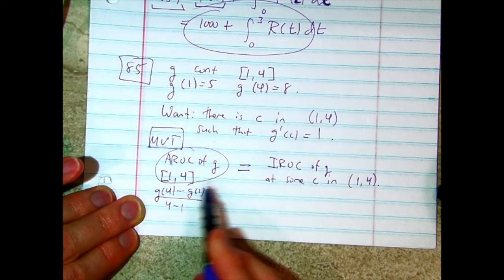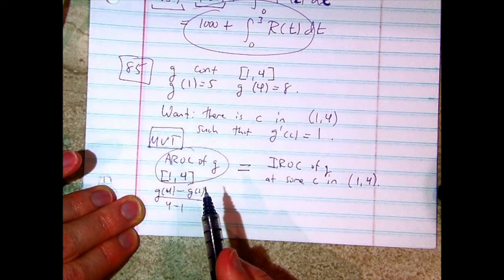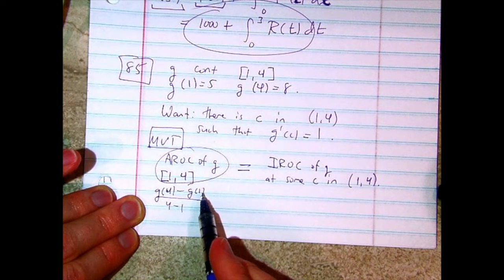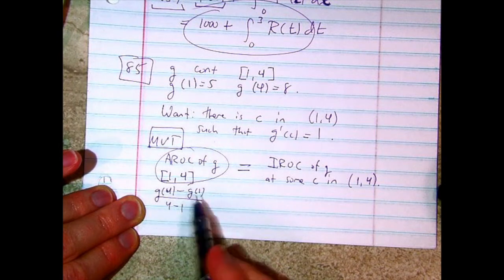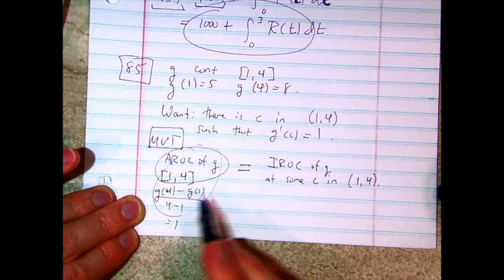They tell us what g of 4 and g of 1 are, right? This is 8. This is 5. So it's 3 over 3. Yeah, you get 1. So the average rate of change over that interval is indeed 1.